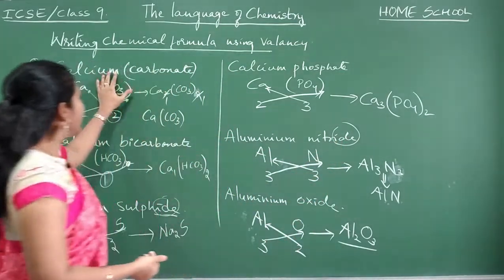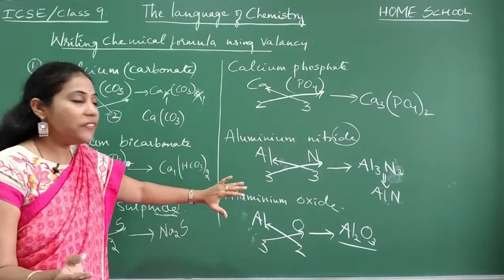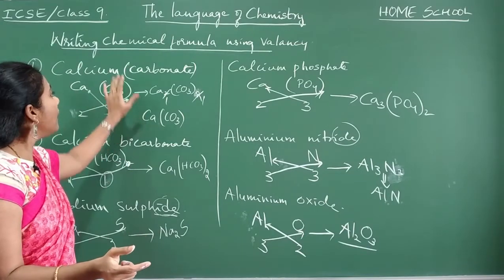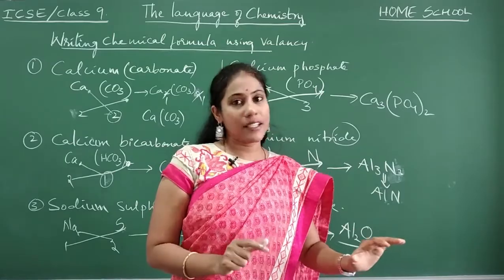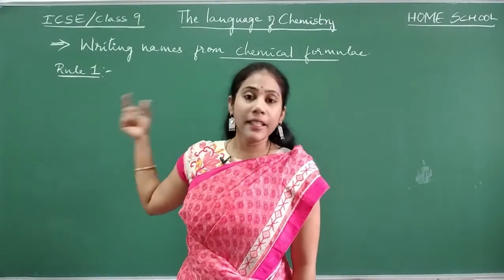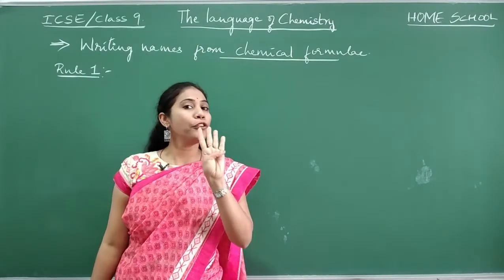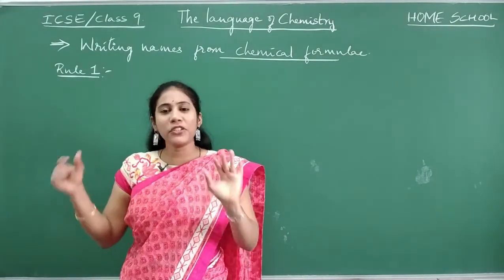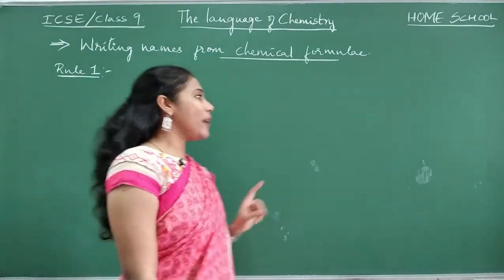See, now I have given you the name, you wrote the formula. Next what we will learn is, I will give the formula, you have to write its name. Okay, so that part we will discuss now. So for writing a name from a chemical formula, you have to mainly remember 4 rules, guys. Okay, they are very interesting and very, very simple also. Say, what is rule number 1?